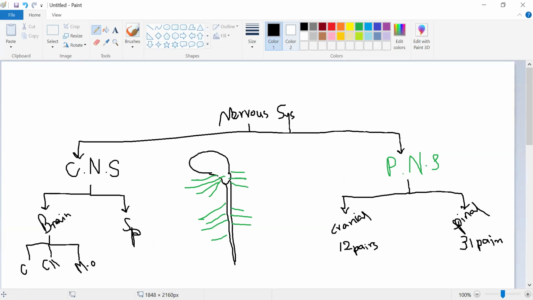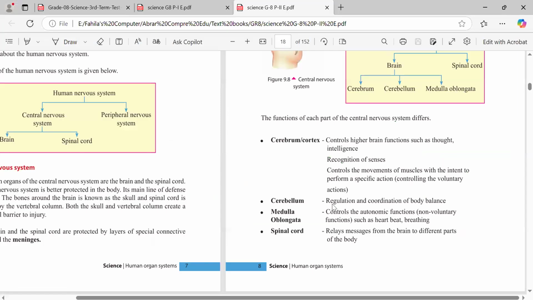If you go to your textbook, you can say regulation and coordination of the body. How do you know that you're staying straight? If you tilt your head, right? So coordination, right? Everything, coordination and regulation, is done by the cerebellum.